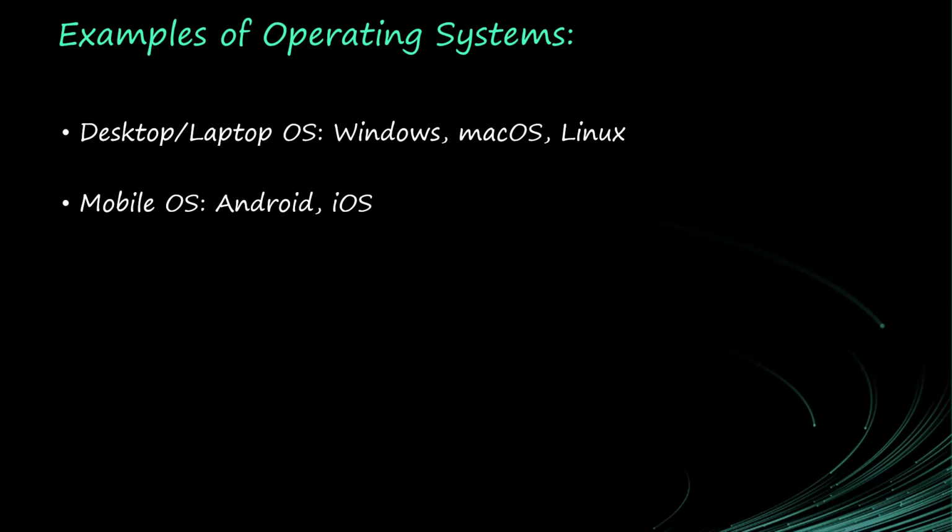Okay. So we also have operating systems for mobile phones. For mobile phones, we have Android. We also have iOS. So depending on the phone that you're using, either you're using an Android phone, which is the Android operating system, or you're using an iPhone, which uses an iOS operating system.